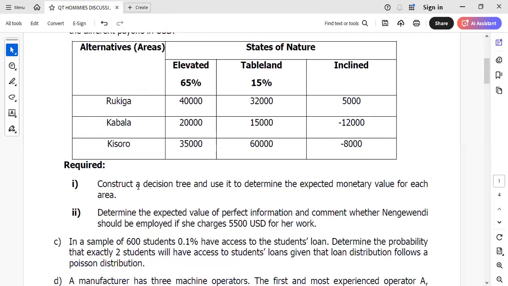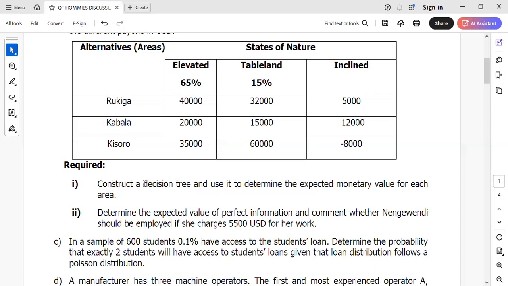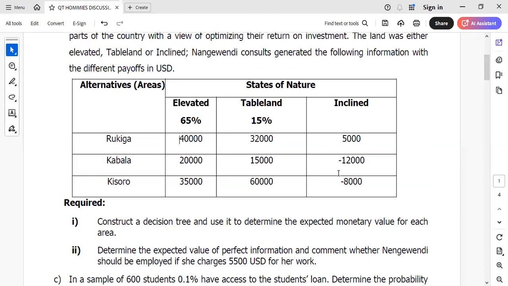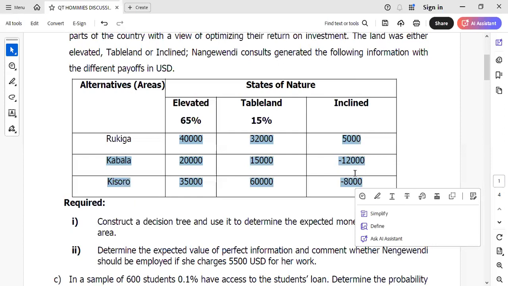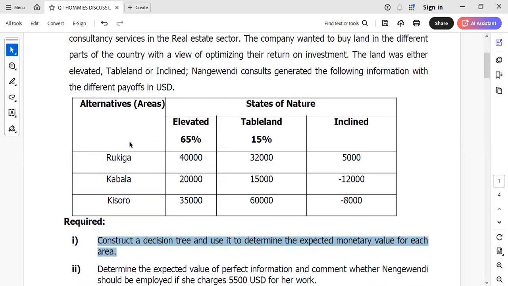In a situation where they have not said that you use a decision tree, please use the payoff table. It is easy. Don't give yourself a hard burden using the decision tree. Use the payoff table, but just convert these into expected payoffs by multiplying by the corresponding probability. Then create the column for expected monetary value. Okay? Any question? Because I'm done with Roman 1. Any question with the payoff table or using the decision tree?